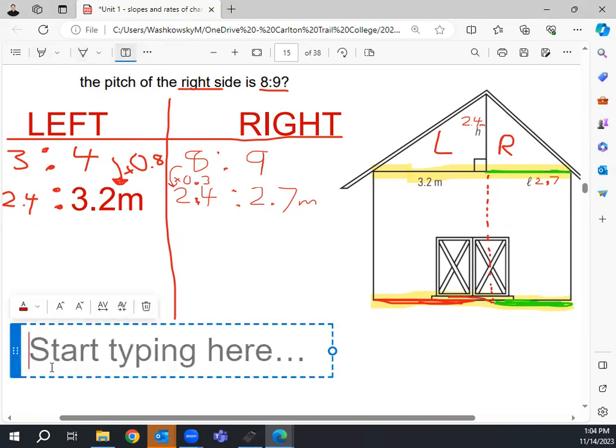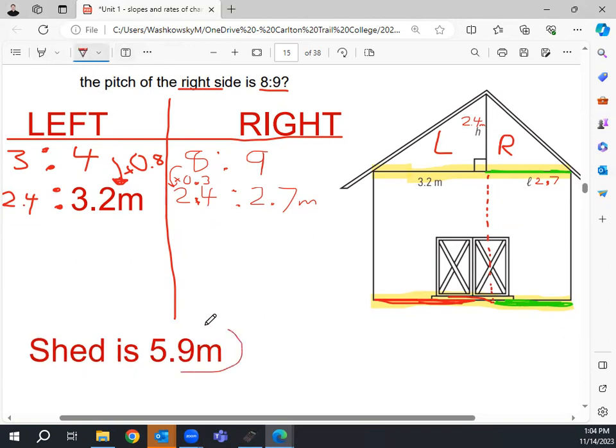And you don't need to do this. The shed is 5.9 meters. If you just put 5.9 meters, that'll be fine. I'll accept that. I know what you're talking about there. So you would do 3.2 plus 2.7. Yeah, that's where I got that 5.9 from. I just added the left side of the shed and the right side of the shed together.